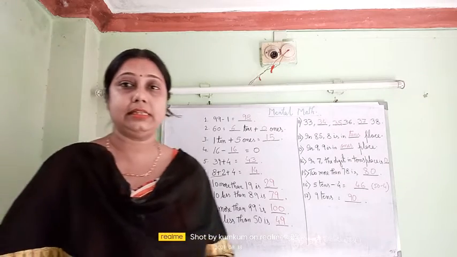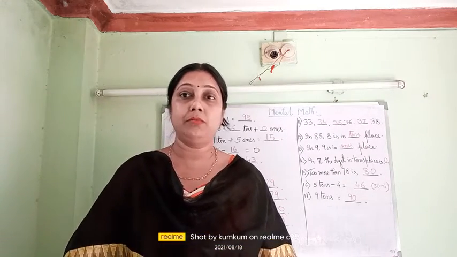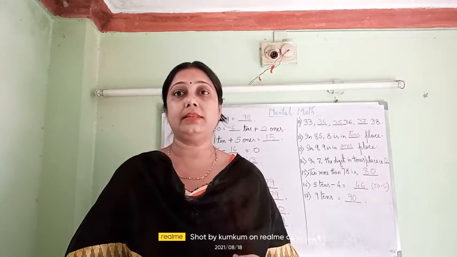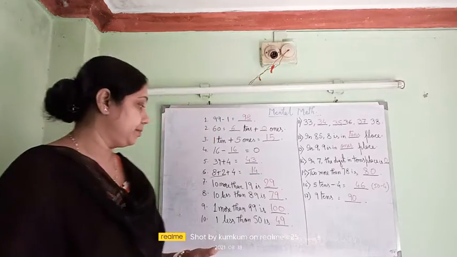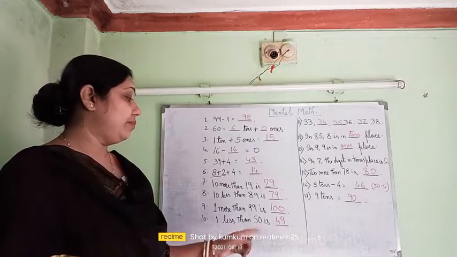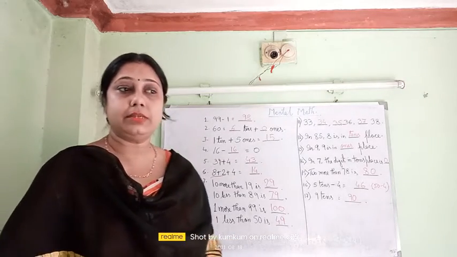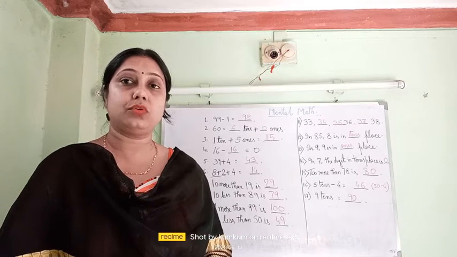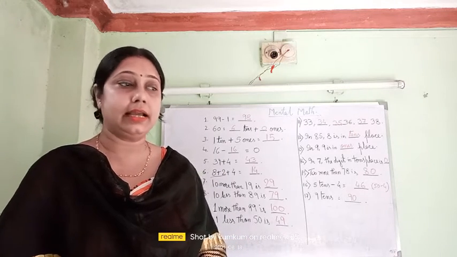1 more than 99. More means plus, I told. Less means subtract. So 99 plus 1, the answer will become 100. 1 less than 50. So less means minus. So from 50 you are going to subtract 1. So the answer will become 49.